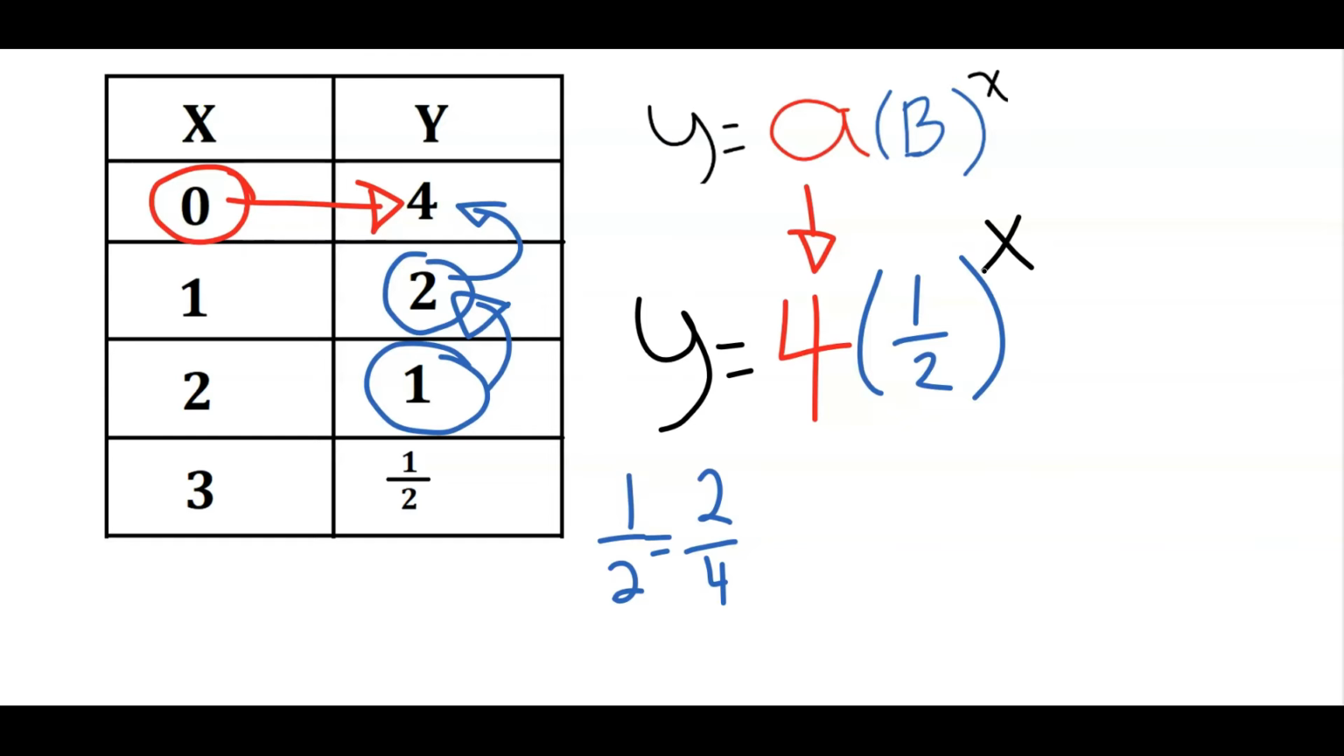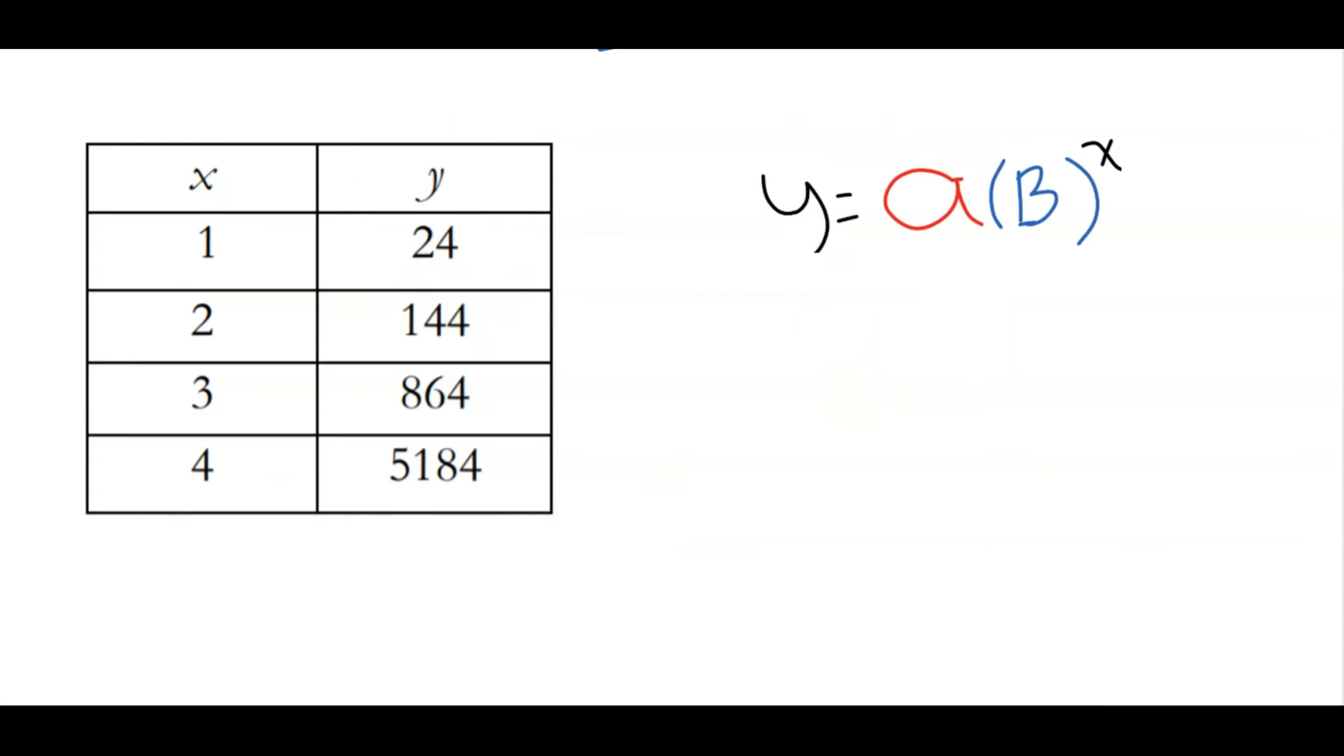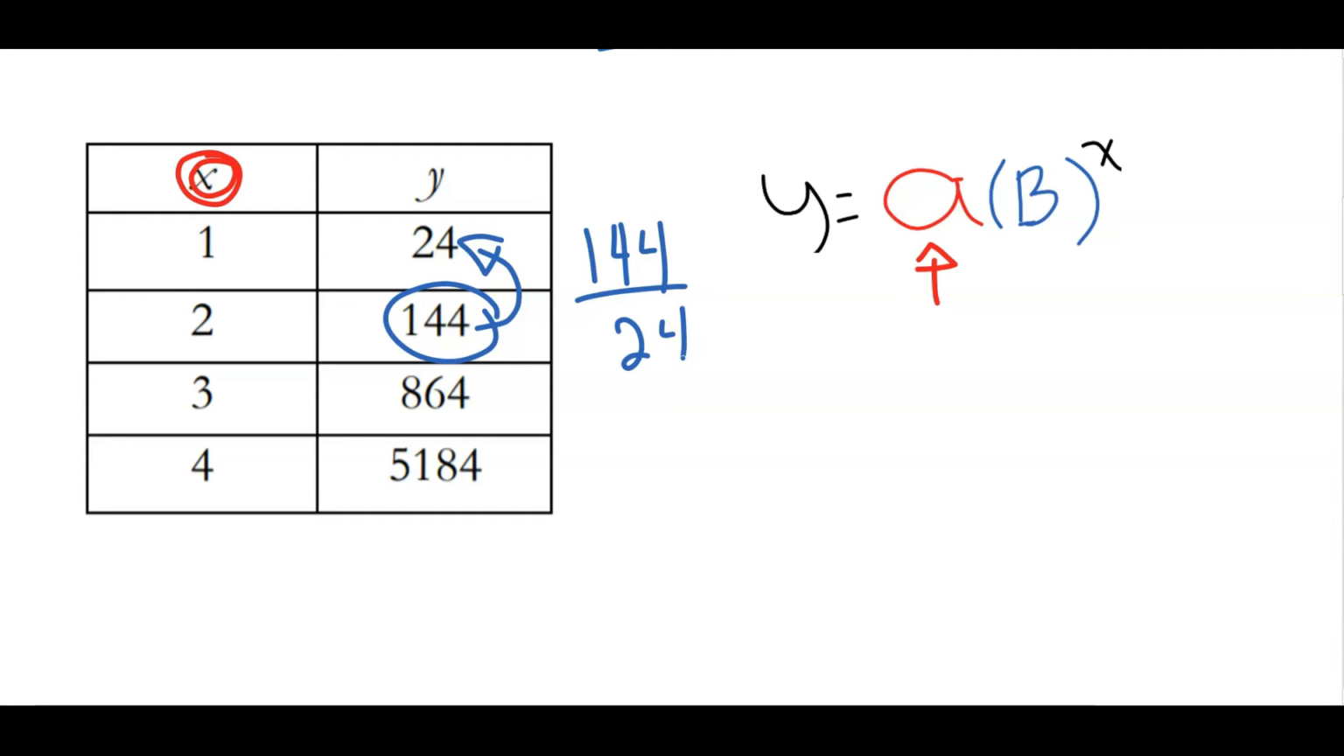But there are going to be times when you don't have the initial amount right off the bat, and you have to actually find the initial amount. For example, here I don't have the initial amount. The initial amount is always when x equals 0. Well, there is no x equals 0, there's an x equals 1, but I'd have to go back one space to find that. But I'm still going to find the growth or decay factor the same way. I'll just take one of these numbers and I'll divide it by the number above. So if I took 144 and I divided it by 24, it's going to give me the growth factor of 6.